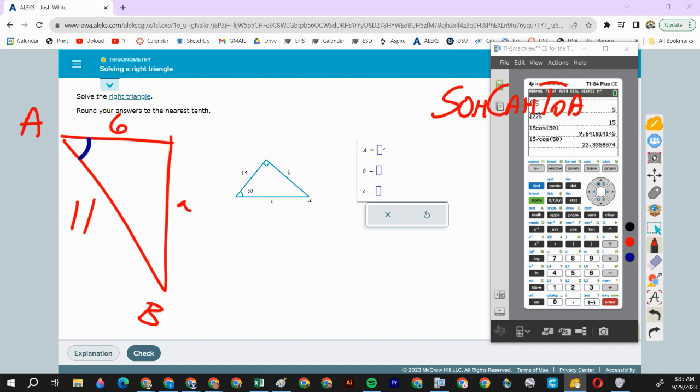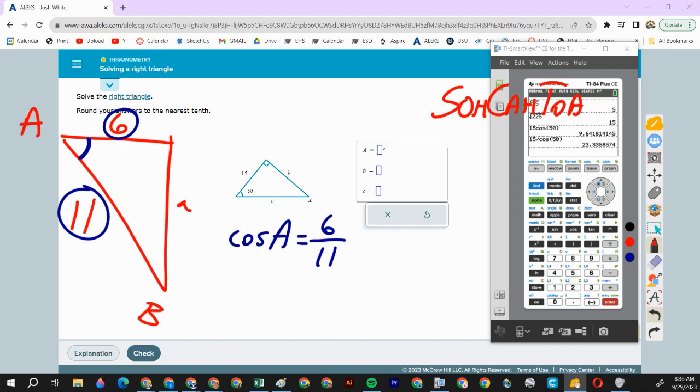Which trig ratio is going to use 6 and 11? Cosine. The cosine of angle A is 6 over 11. What do I do here? What do we do when we want to find an angle?